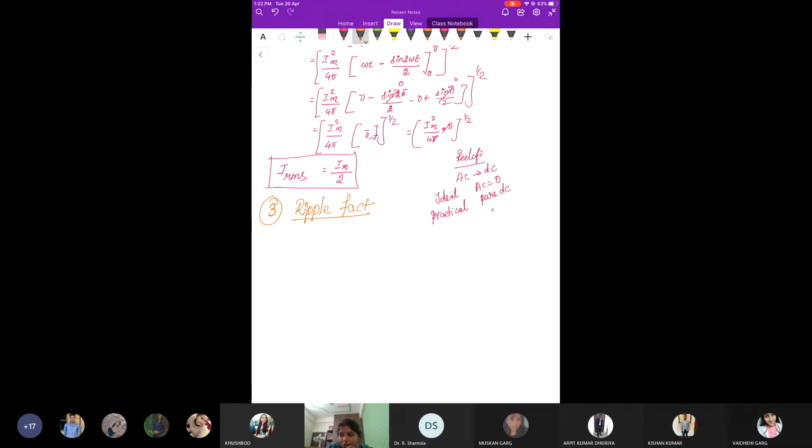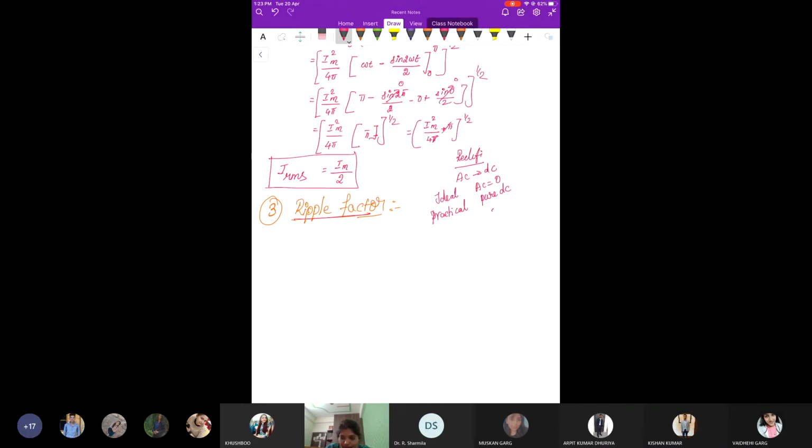So what is the meaning of ripple factor? You have to know. Already I told you, in a rectifier what output do you need? DC is needed, but you are getting an AC component also. So using this ripple factor we are going to measure how much AC component is present in the output. That is nothing but the ripple factor.